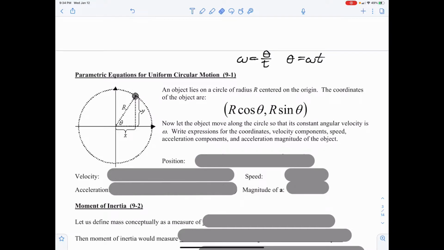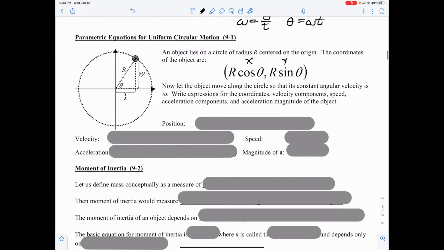Well, r cosine theta and r sine theta. That's your x, that's your y. Components, if you will. Now, let the object move along the circle so that the constant angular velocity is omega. Write the expressions for the coordinates of the velocity components, the speed, the acceleration components, and the acceleration magnitude.